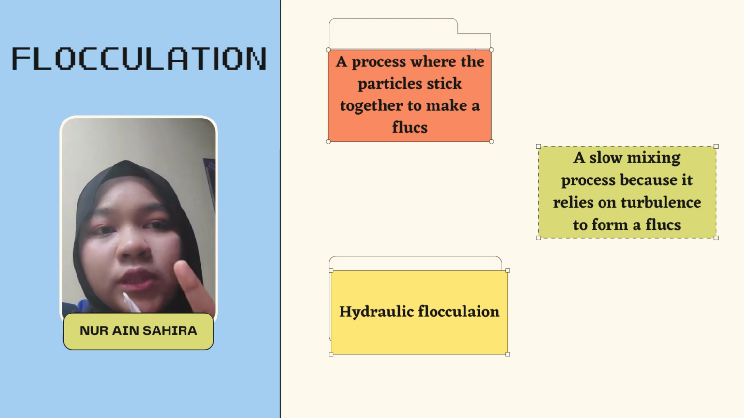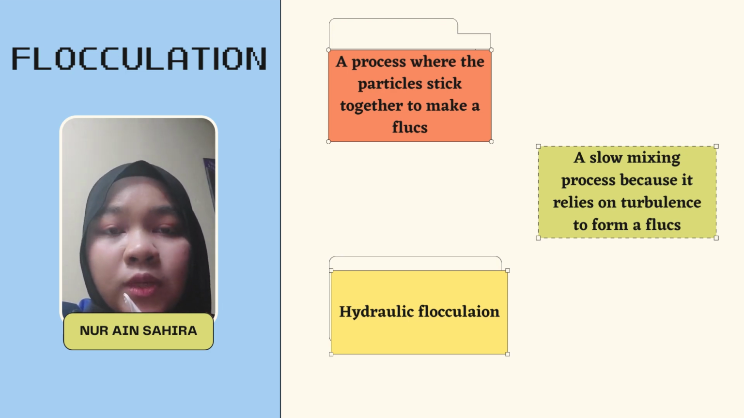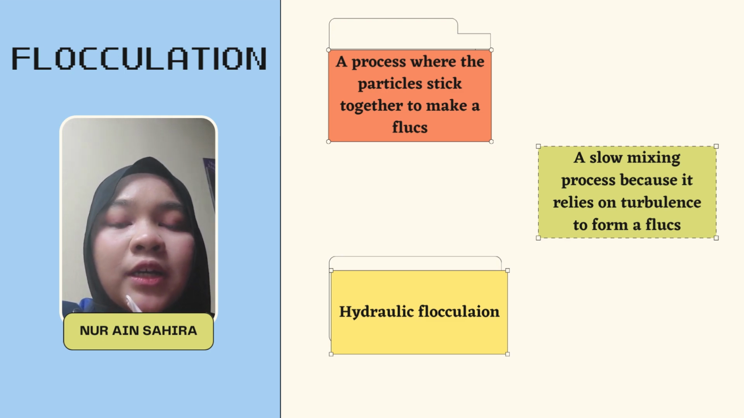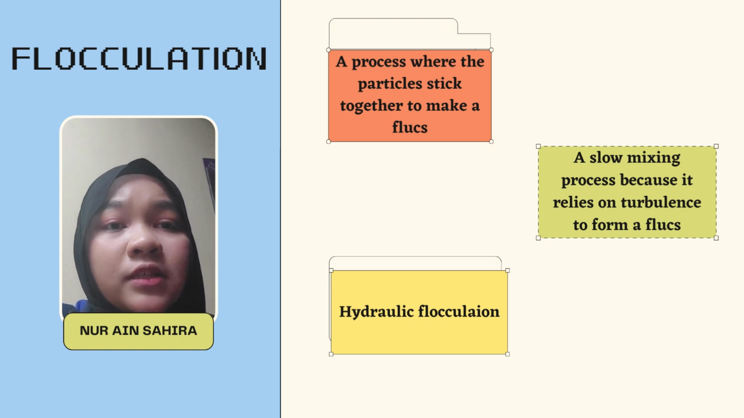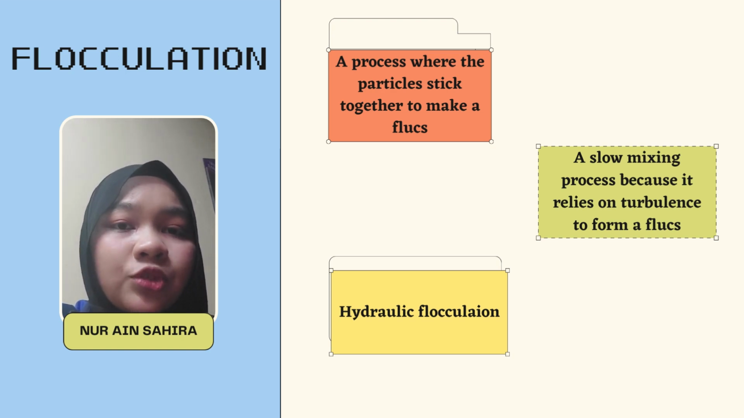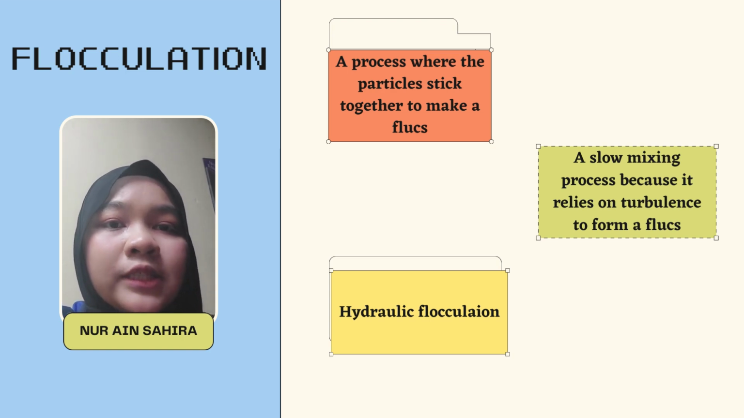There are two types of flocculation, which are mechanical flocculation and hydraulic flocculation. For Kurita Water Industries Berhad, it uses hydraulic flocculation because it is the simplest to construct and operate the process.